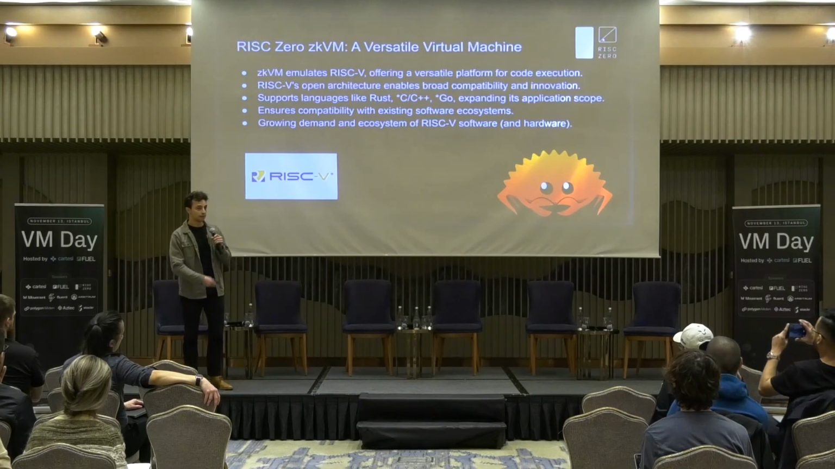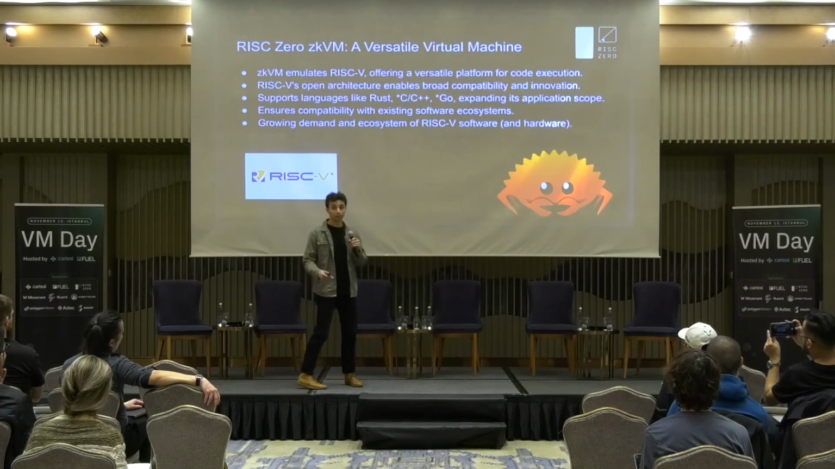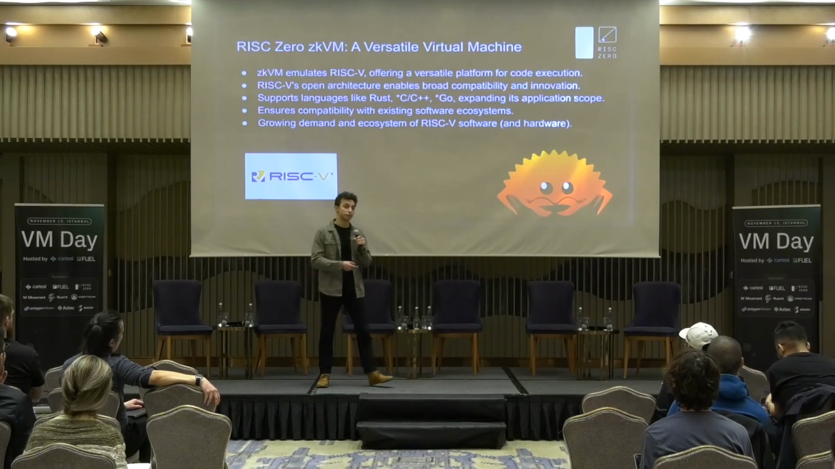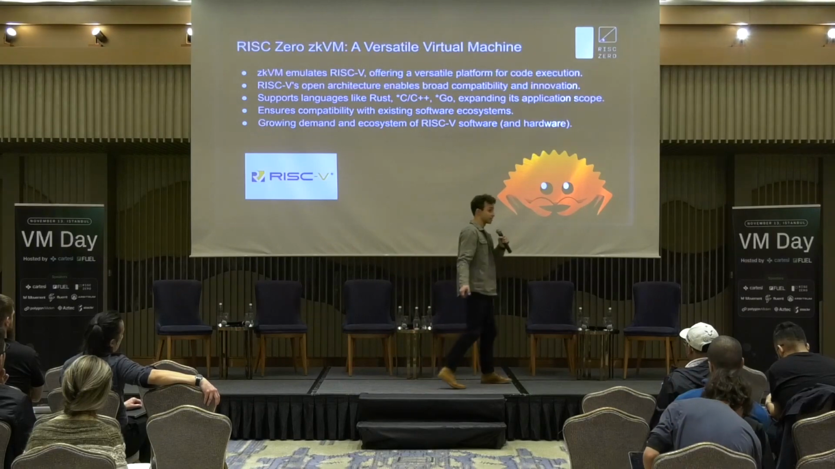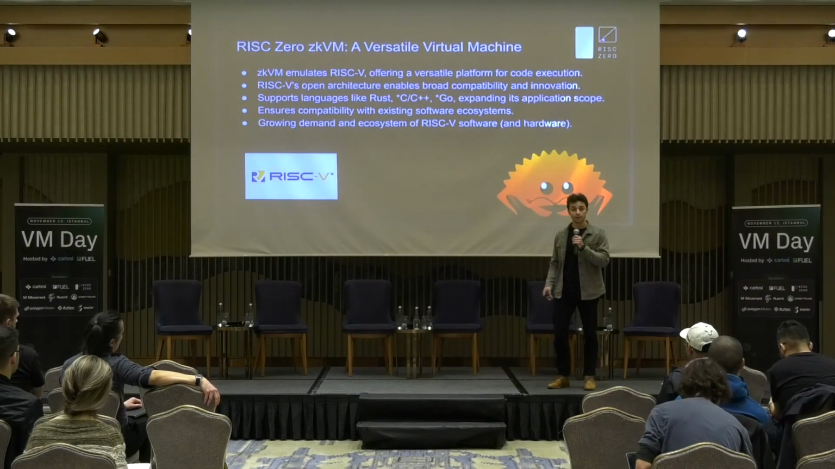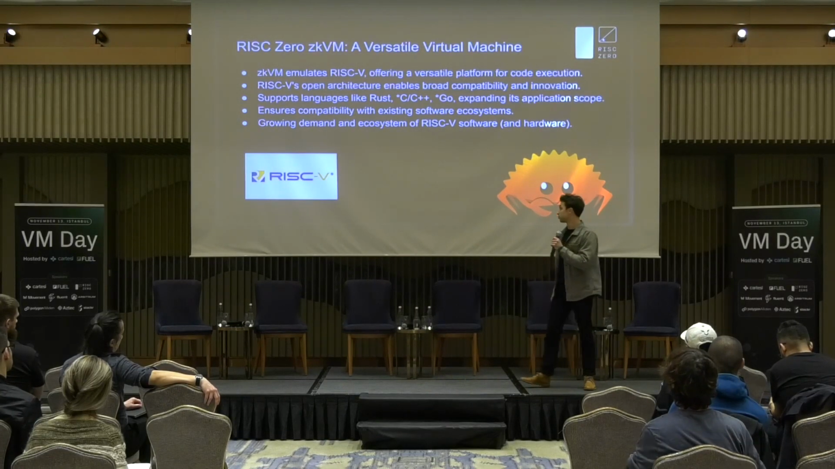So typically, CPUs are something like x86. These are just really complicated instruction sets. They have quite a few instructions. Risc greatly reduces that and allows us to easily implement and constrain the system for zero-knowledge proving.